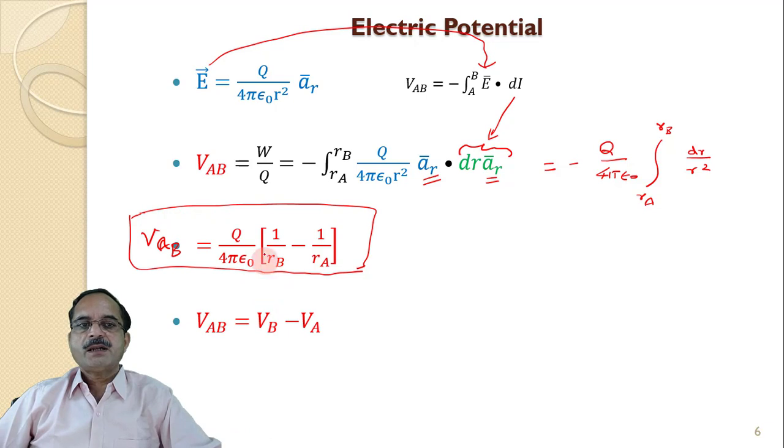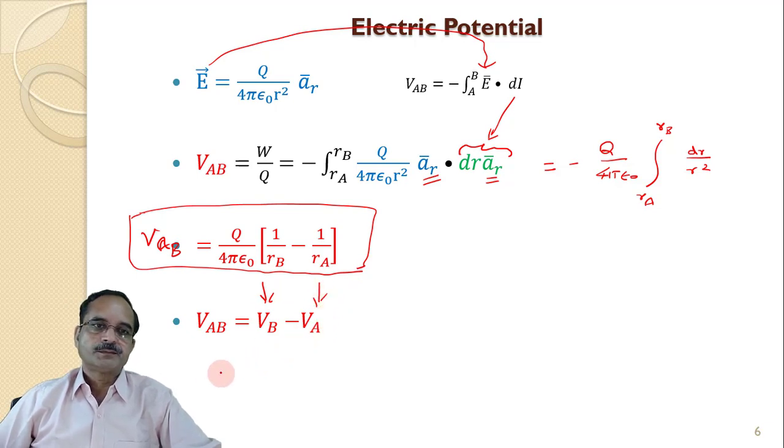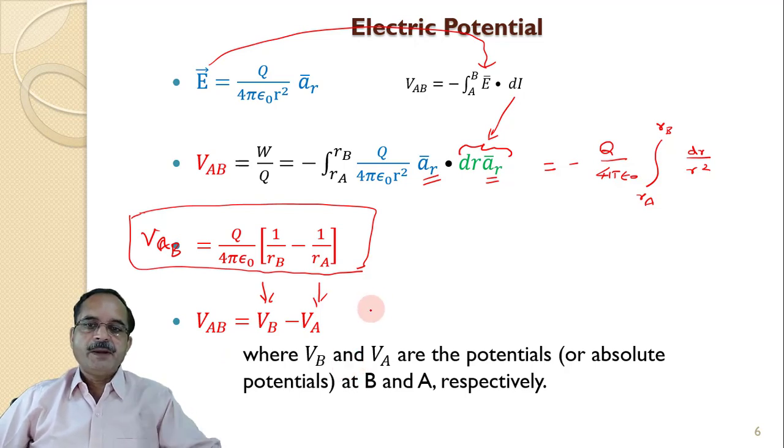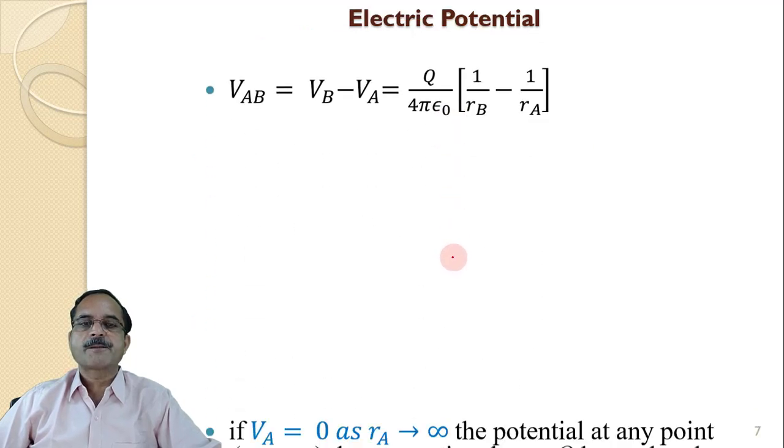We can also say that the first term here is nothing but VB, that is the potential corresponding to point B, and the second term here is the potential at point A, that is VA. So VAB is VB minus VA. In this case, VA and VB are assumed to be absolute potentials. They are not with reference to any other potential. So they are absolute potentials.